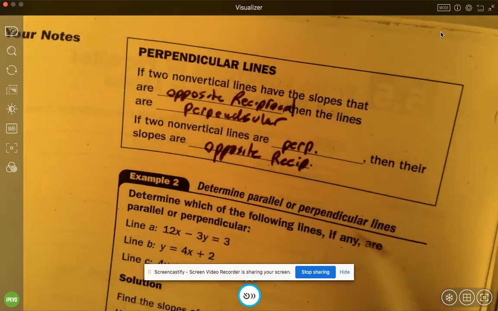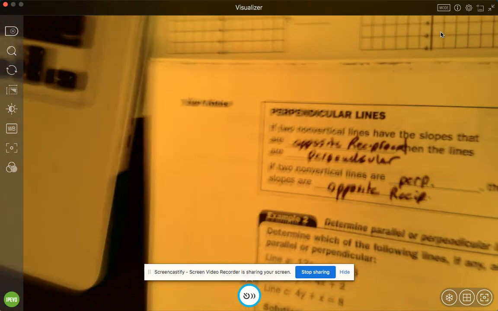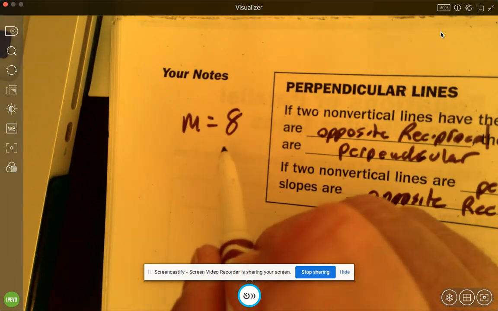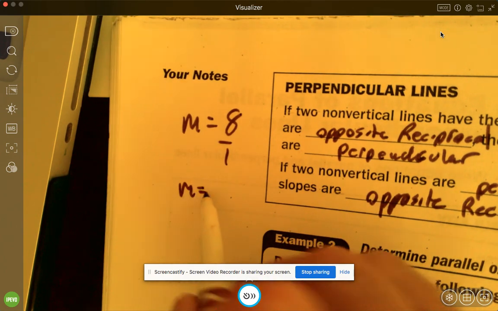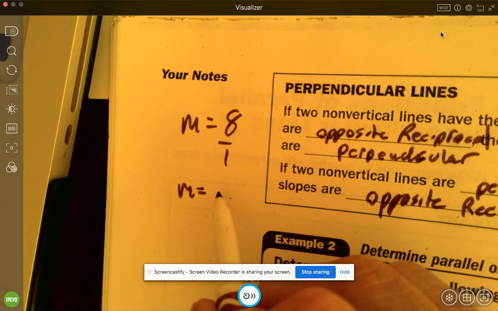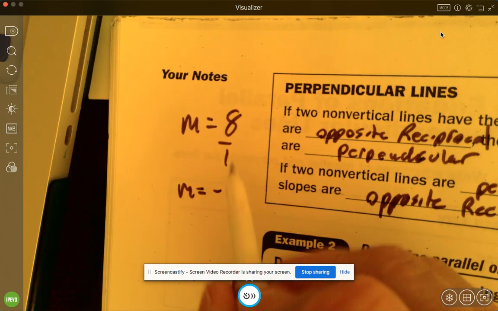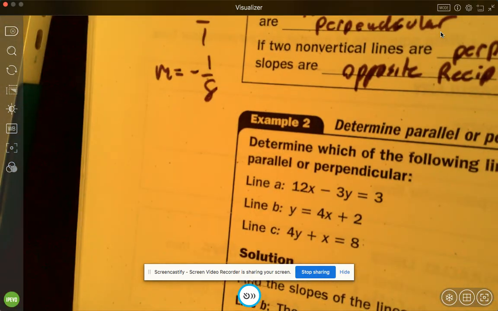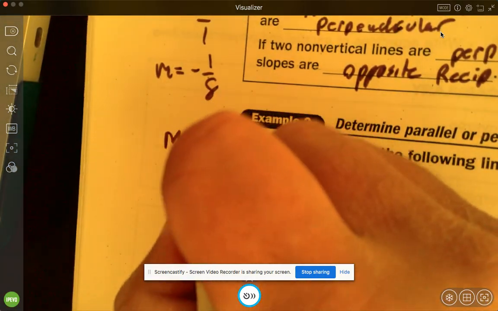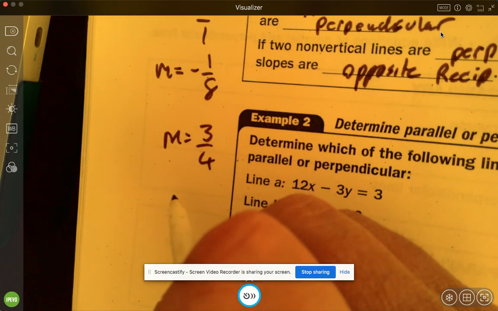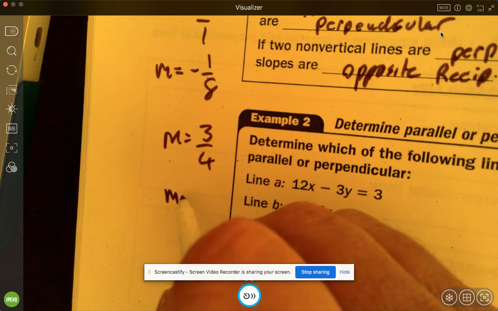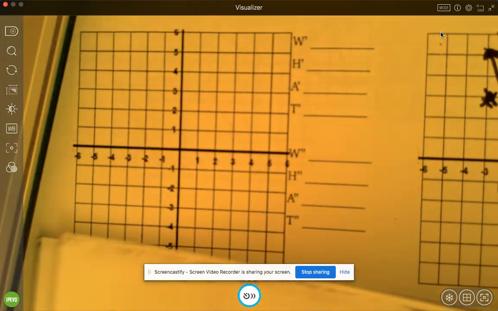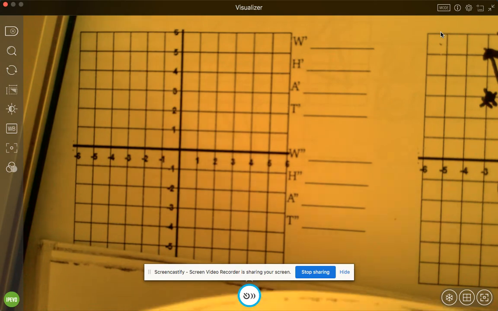reciprocals. So an example of that, like we did in the last video, is if you had a slope of 8, the opposite reciprocal of that would be, 8 is really 8 over 1, so the opposite of 8 is negative, and the reciprocal of 8 is 1 over 8. Another one, just for the heck of it, would be m equals 3/4. So if you want the opposite reciprocal, what would it be? Negative 4 over 3.